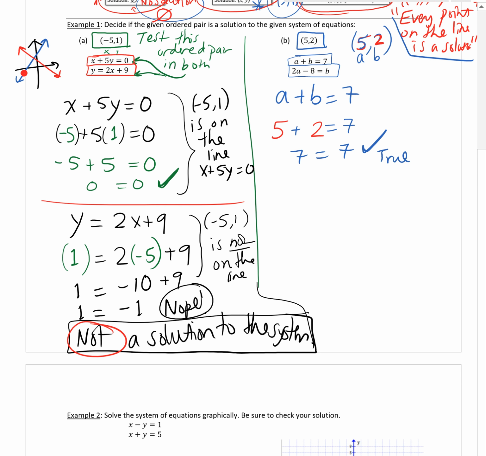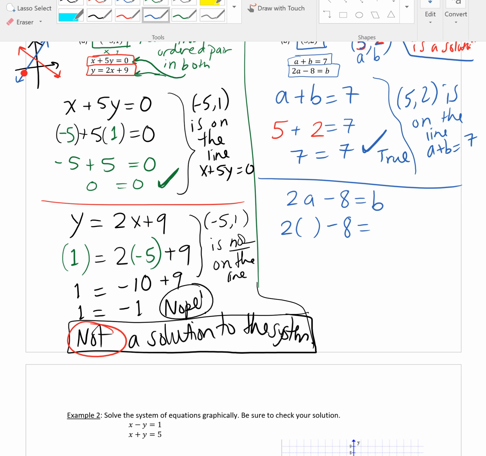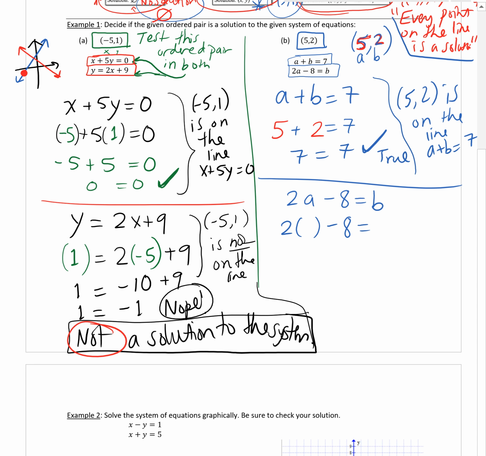So far that means (5, 2) is on the first line. But in order for that ordered pair to be a solution to the entire system, that point better be on the second line as well. So I'm going to replace that stuff. What was a again? a was 5, that's right, and then b was 2. So replace the a with 5 and the b with 2 and see what happens. You've got 5 times 2 here, that's 10, minus 8, that's 2. Oh, 2 equals 2, that's true.